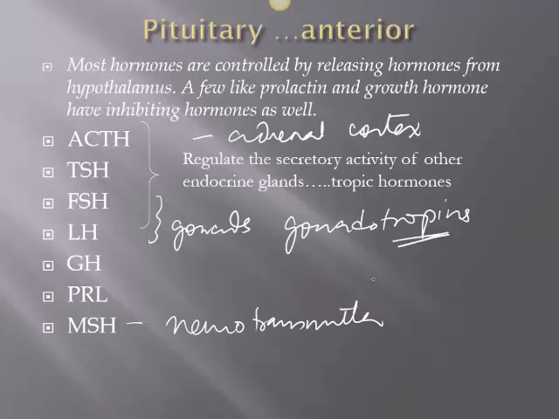So wherever you have the word tropic or tropin with it, it means that it regulates the secretory activity of another gland. So for example, adrenocorticotropic hormone will act on the adrenal cortex and cause secretion of hormones from the cortex. So it's acting on another gland, so this is tropic. Thyroid stimulating hormone stimulates the thyroid, causes secretion from the thyroid. So that's what tropic hormones are, which cause secretory activity from another gland. Okay? So even the releasing hormones are tropic hormones because they cause release from the anterior pituitary.